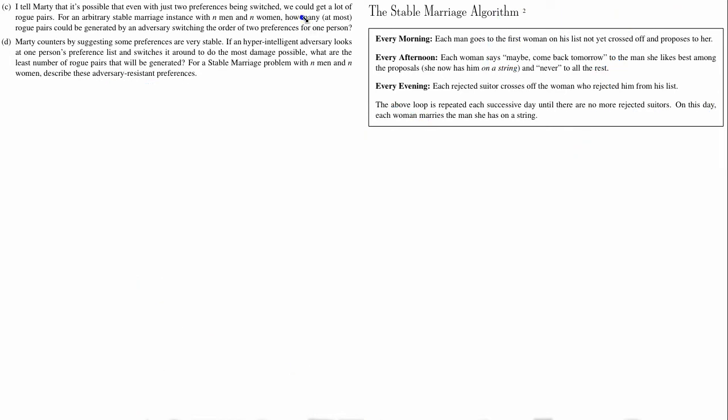This is problem 6C. The problem asks us to find how many rogue pairs could be generated, so potentially an upper bound, by an adversary for any arbitrary stable marriage instance, which is just the preference lists for both men and women. So we should first consider the question of how rogue pairs are generated.